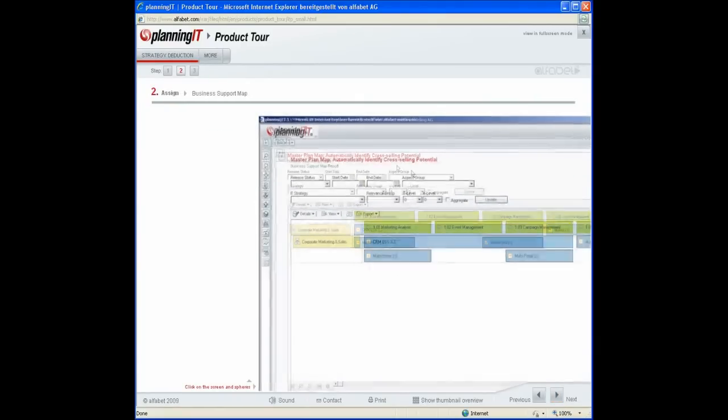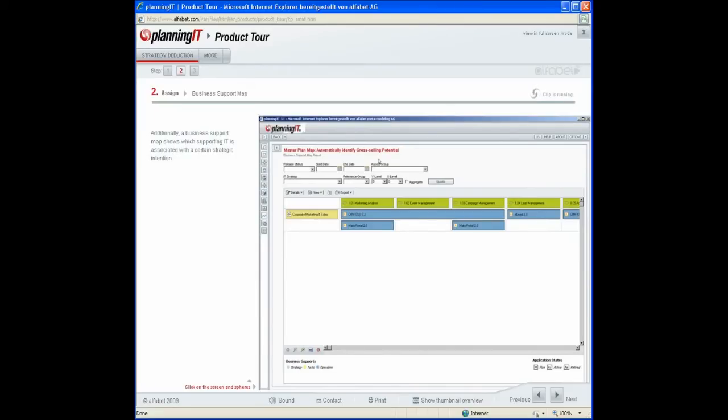The business support map. Additionally, a business support map shows which supporting IT is associated with a certain strategic intention. Here we can see that the existing application support, shown here in blue, for corporate marketing and sales for the various business processes consists of several different applications, and thus does not facilitate automatic identification of cross-selling potential.